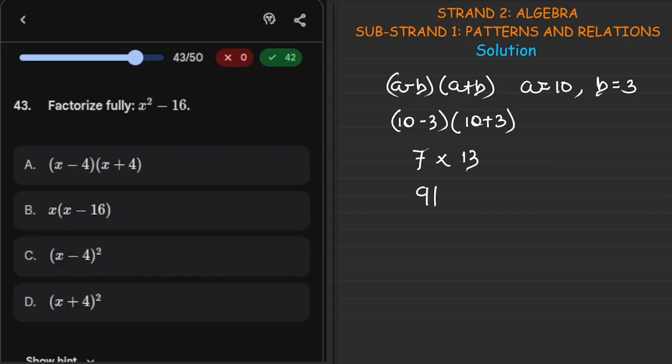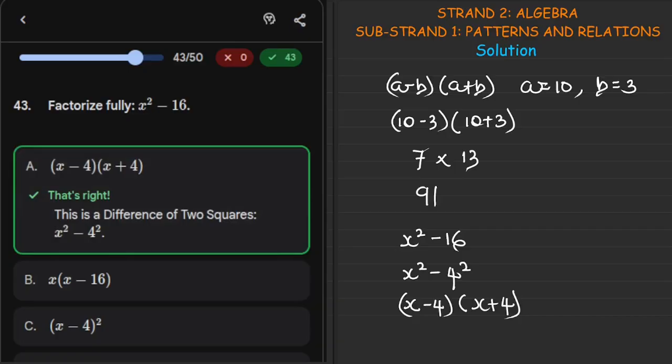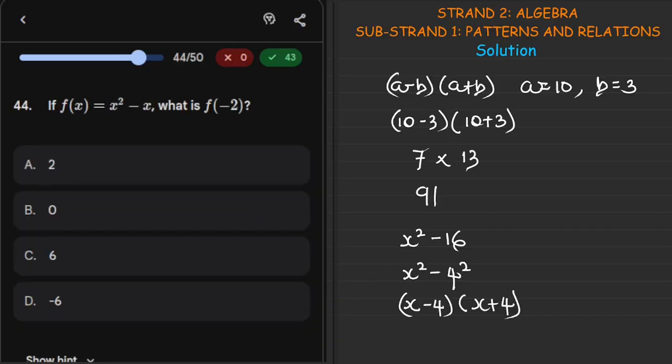Question number 43. We have to factorize fully x squared minus 16. So this question here is actually testing your understanding on difference of two squares. So instead of 16, we can rewrite it as 4 squared. And this becomes difference of two squares. And we know difference of two squares is expressed as x minus 4, then x plus what? 4. So that is our E.